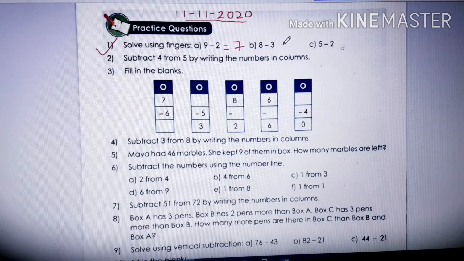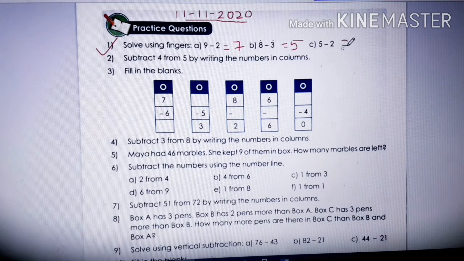Number B, 8 minus 3. You have to solve this using fingers. So open your 8 fingers, children. Now close your 3 fingers. Open your 8 fingers. Close your 3 fingers. Now how many fingers are open, children? Yes, 5. So the answer is 5.